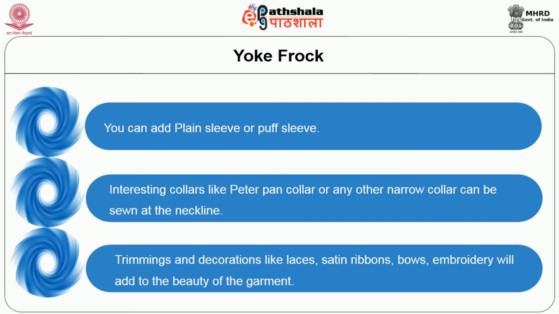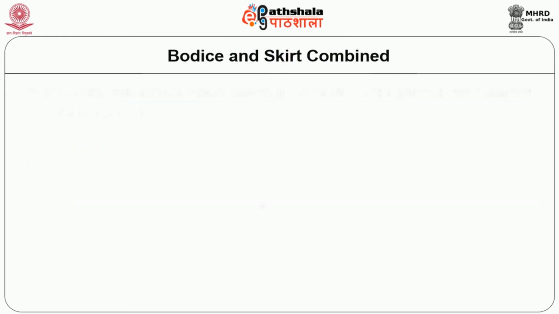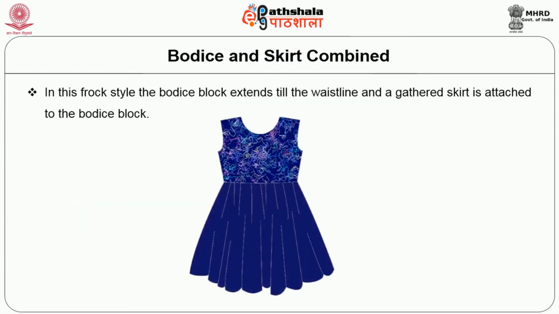Trimmings and decorations like laces, satin ribbons, bows can be given, and embroidery is a beautiful embellishment for the garment. We will now move on to another interesting frock style where the body's block and the skirt are combined at the waistline. Here also we are going to see a basic simple pattern where the body's block extends till the waistline and a gathered skirt is attached at the body's block.